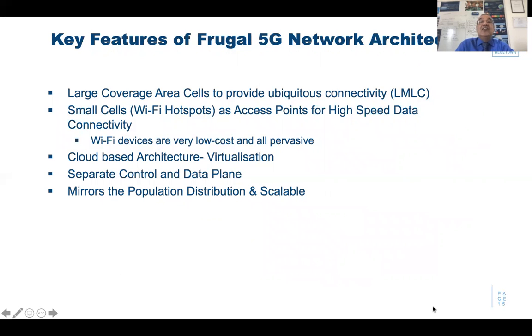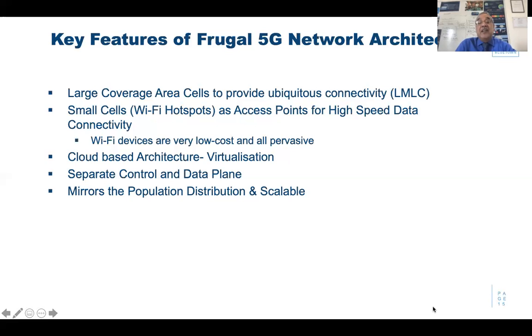So the key features of the frugal 5G network architecture become a large coverage area cell to provide ubiquitous connectivity. In India, we have called it LMLC, low mobility, large coverage. That is a very clear, critical requirement of a rural access network. Low mobility, large coverage, small cells, and Wi-Fi hotspots as access points for high-speed data connectivity to the end user, and Wi-Fi devices which are very low cost and all-pervasive, used as the end device by the end user.